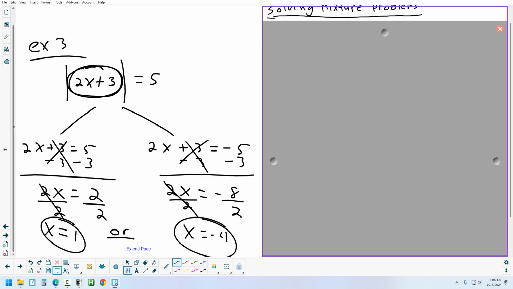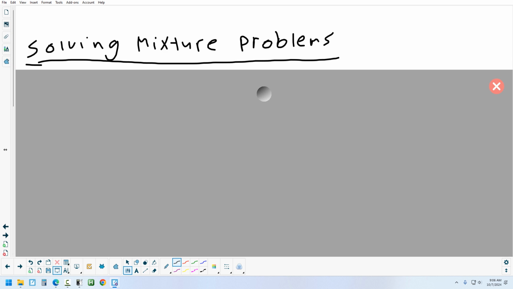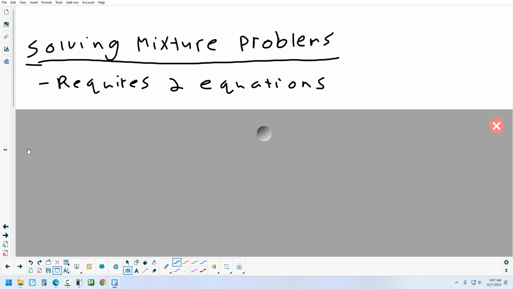at a mixture problem. A mixture problem is going to end up with two equations that we have to solve, kind of like absolute value. But we're going to have to figure out what those equations are. To figure them out, I'm going to give you a template that you can plug into once you read the problem and you know the numbers that you're working with.